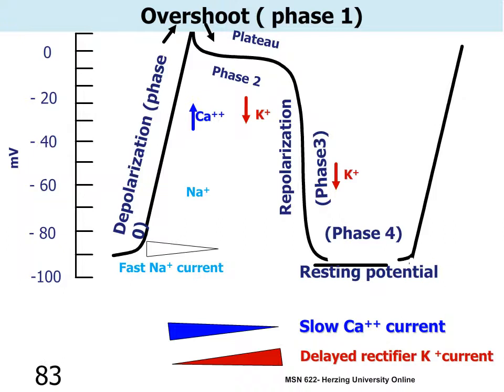Phase 3 is the repolarization phase, where you basically have sodium being returned to its channels, and this is also due to the delayed rectifier potassium current, where potassium is being pushed out of the cell and the cell returns to its negative resting potential. Phase 4, or the final phase, is the return of the membrane to the resting potential, where sodium is eventually returned to its sodium-potassium ATPase channel.